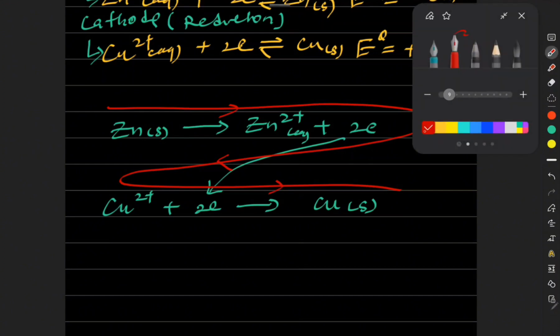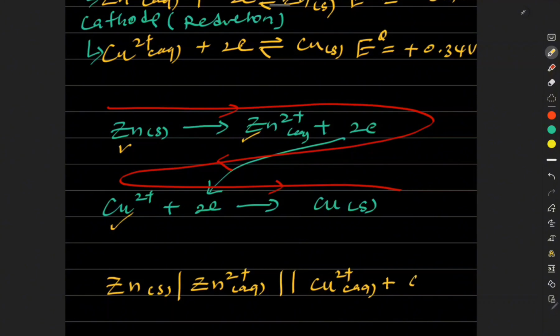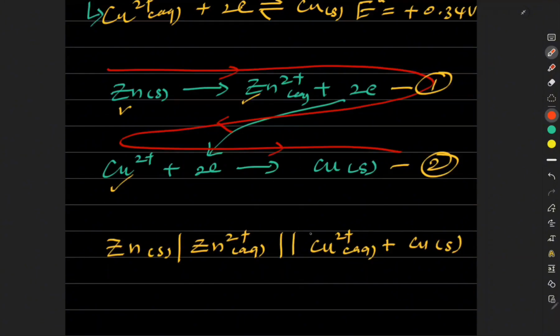Here first there is zinc. Zinc means anode. We should start from the anode. A is the alphabet, anode A. Zinc solid, there is an interface, and Zn2+ aqueous, and there will be a salt bridge, and Cu2+ aqueous, and the next one is copper solid. This is the cell notation.